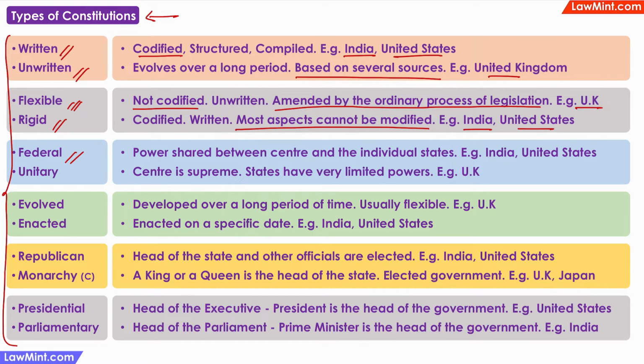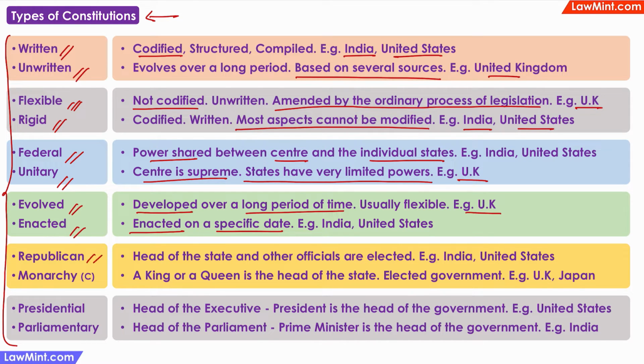It can be a federal constitution, where the power is shared between the center and the states. Or it can be a unitary constitution, where the center is supreme, like in the UK, because the UK does not have any states. Even if there are states in a country which has a unitary constitution, the states will have very limited powers. It can be an evolved constitution, like in the UK, where the constitution has evolved or developed over a very long period of time. Or it can be an enacted constitution, like in India or in the US, where the constitution was drafted, ratified or enacted over a very short period of time.